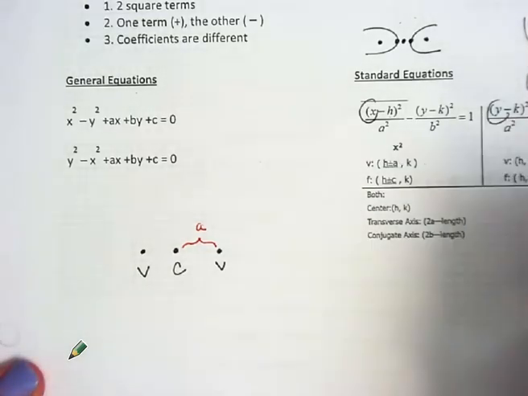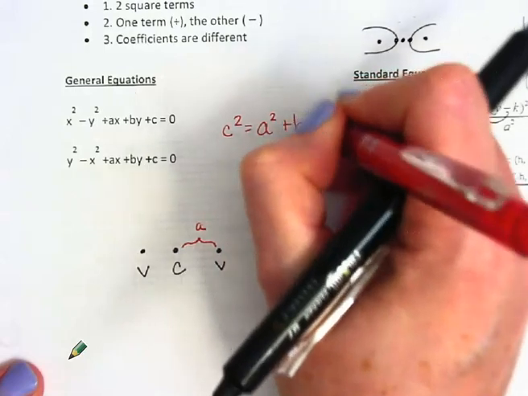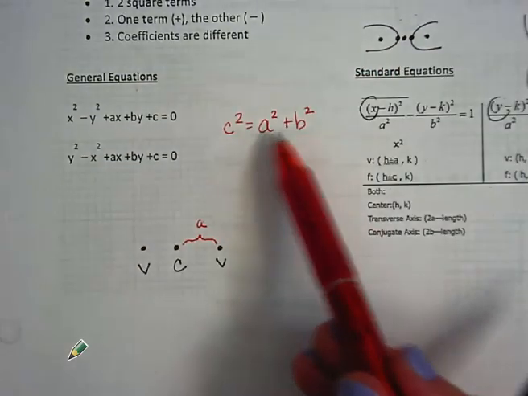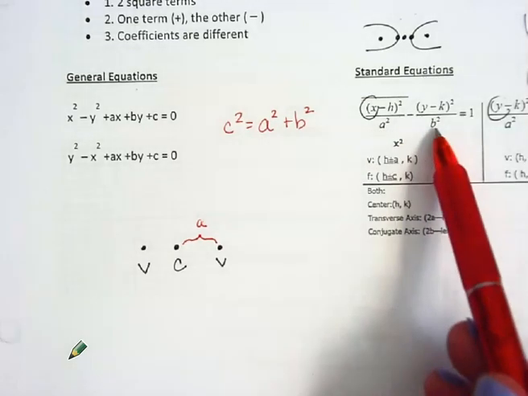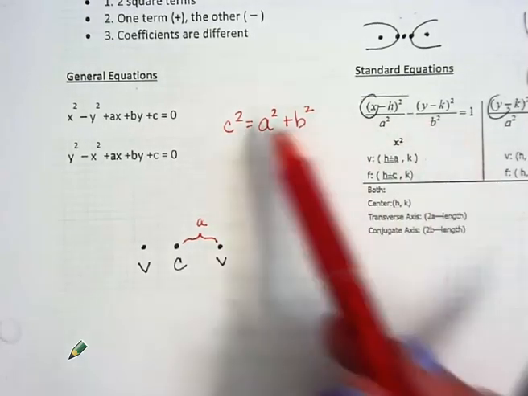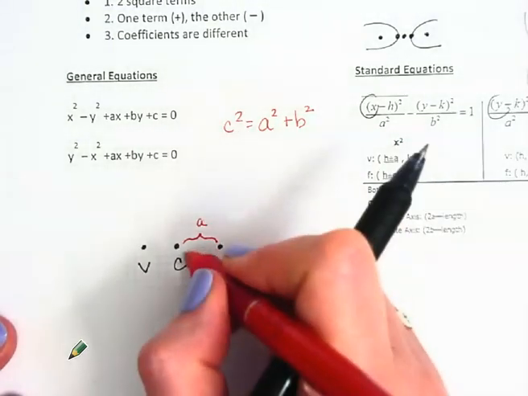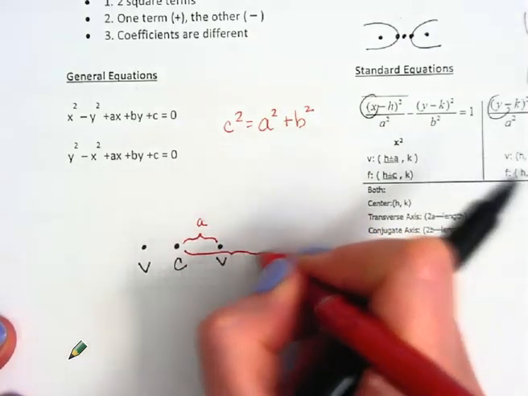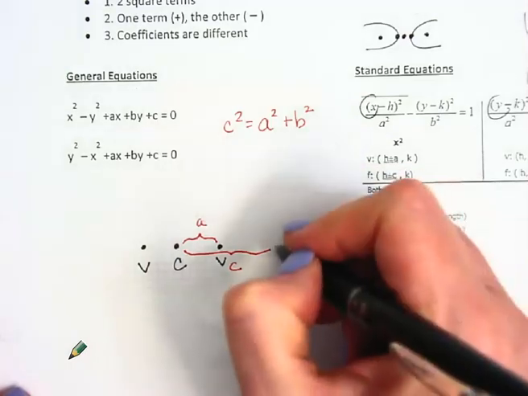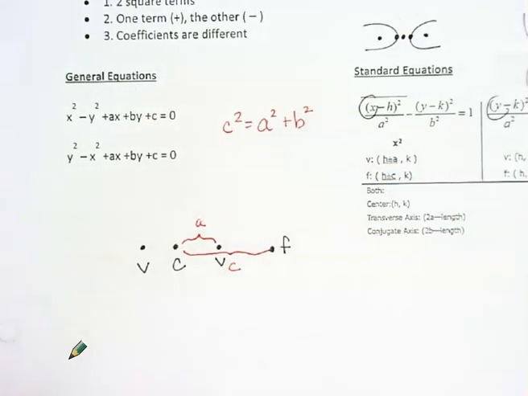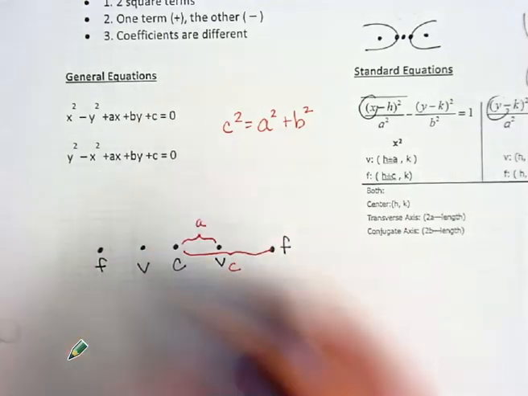And the formula for c is c squared equals a squared plus b squared. So you would plug in your a and b, which you get from the denominators. a is the square root of a squared, b is the square root of b squared. Square root it, and that's going to give you your c. And when you start at your center and you count over a c length, that's going to give you your focus point, and you're going to do that in both directions for your foci.